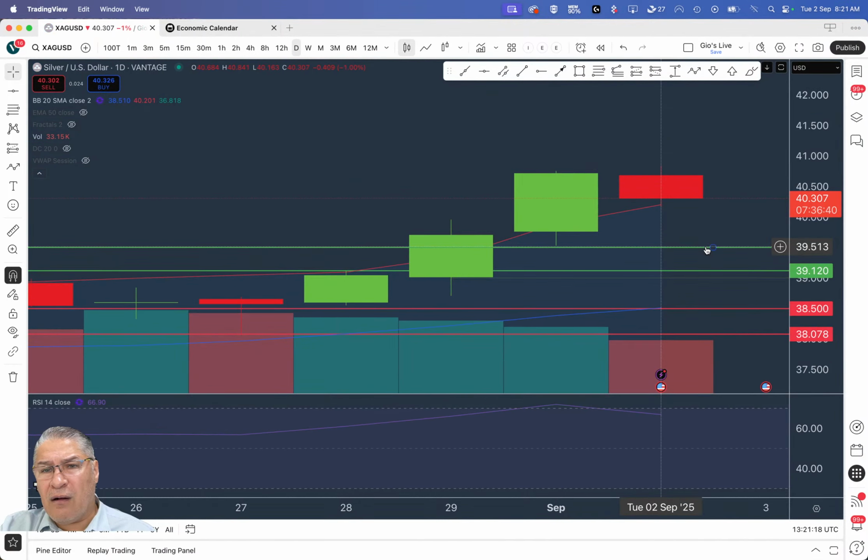Silver is actually fluctuating to the upside. It finally broke out of $40. It crossed that psychological dollar level of 40 yesterday. So will it continue to push higher?